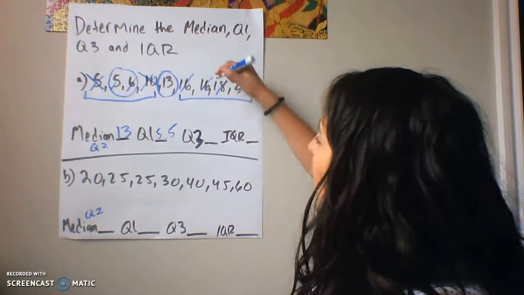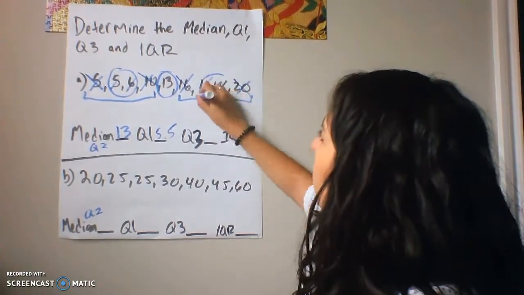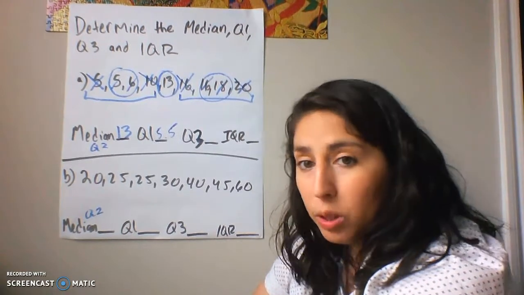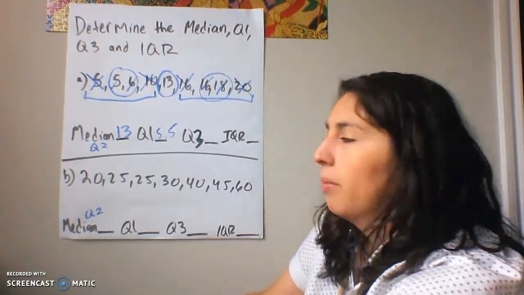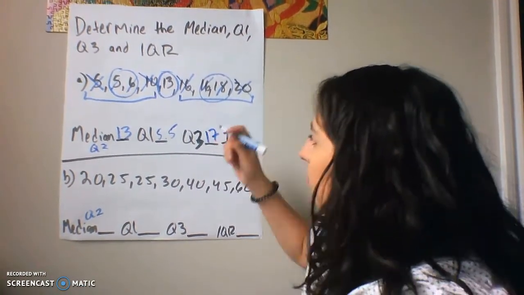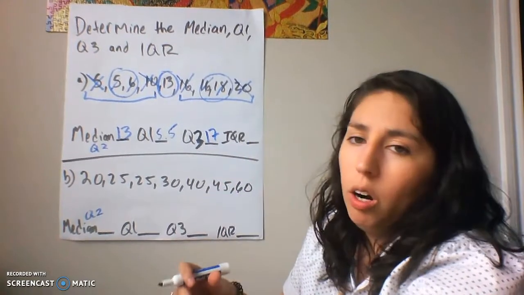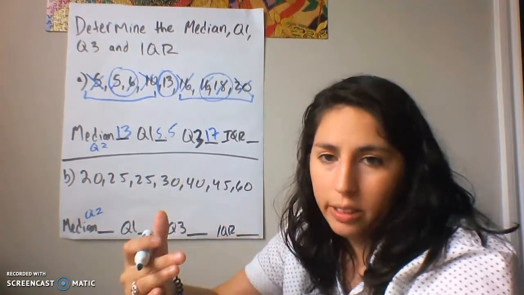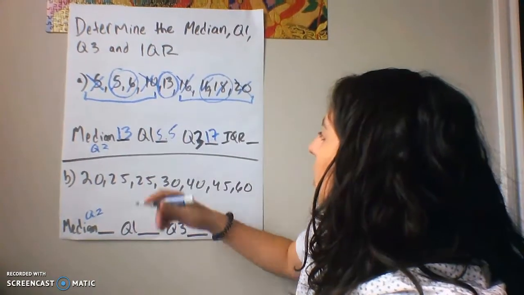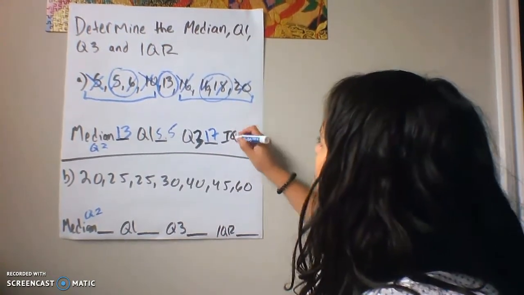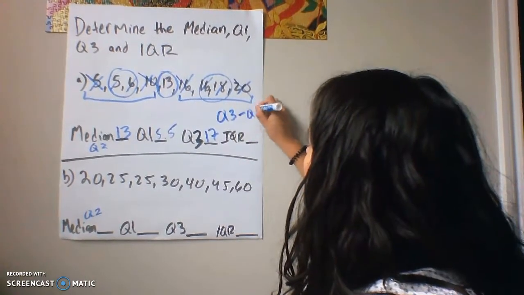Now for Q3, I do the same thing, cross off one at the beginning, one at the end. I am left with 16 and 18. I can't cross both of them out. So what is the middle number between 16 and 18? 17. Okay, so for interquartile range, or IQR, it's a range, so we subtract. And we subtract the quartiles. So 17 minus 5.5. So for IQR, I am doing Q3 minus Q1.